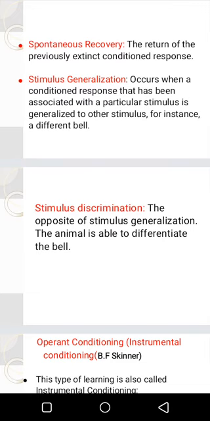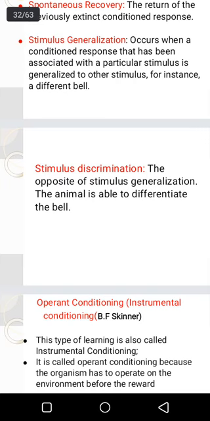Okay. We are going to the fourth principle, which is stimulus generalization. Stimulus generalization occurs when a conditioned response that has been associated with a particular stimulus is generalized to other stimuli, for instance, a different bell. For example, the stimulus was the bell. The bell has been generalized by changing its sound. By changing its sound, what will happen?